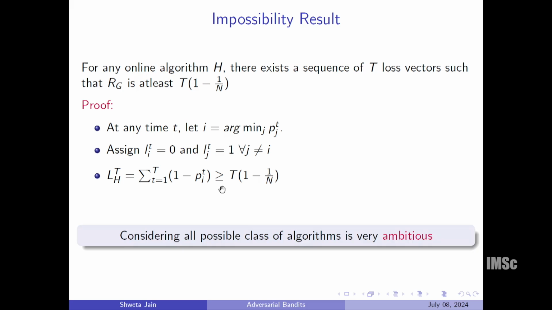We gave this very strong result, right? I am saying no matter what online algorithm you use, if you are comparing your regret against the family of all possible algorithms, you are doomed. You cannot hope to get better than this. And this is easy to achieve anyway.